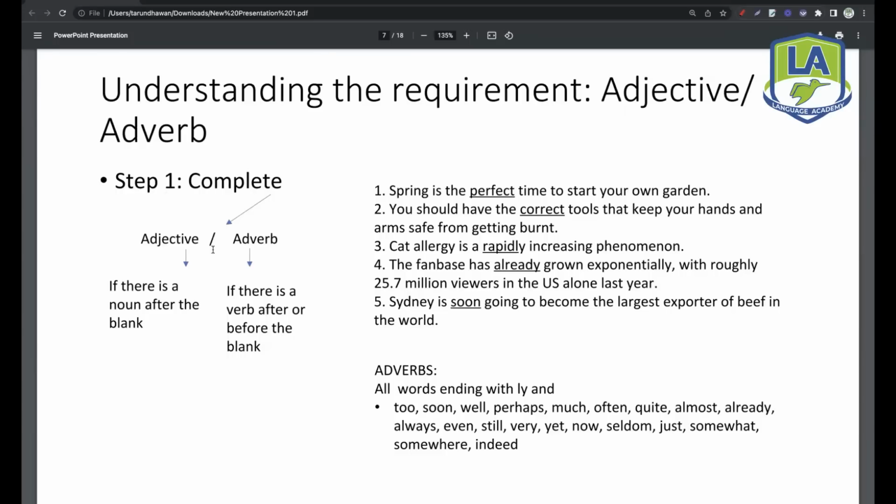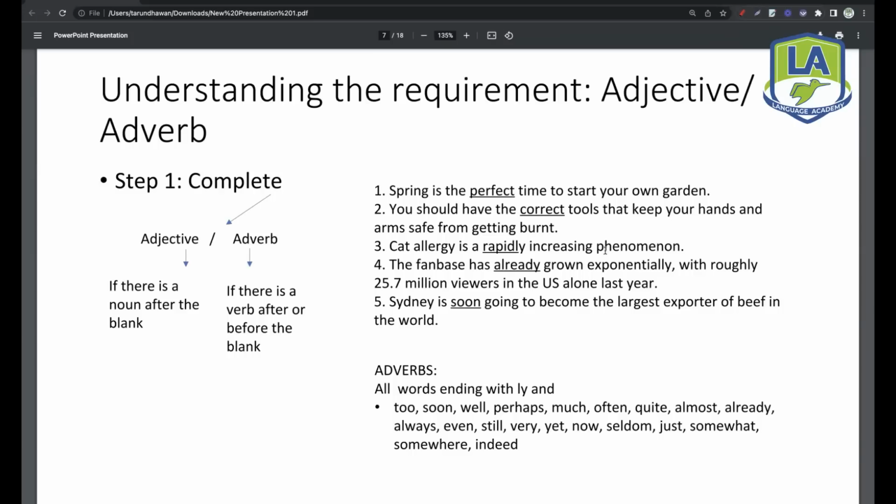Example, let's read this sentence without the blank. Spring is the time to start your own garden. It's a complete sentence. Next one, you should have the tools to keep your hands and arms safe from getting hurt. Even if you're not reading blanks in between, the sentences are making sense. Cat allergy is an increasing phenomenon. So these kind of sentences can only be filled with adjectives or adverbs.